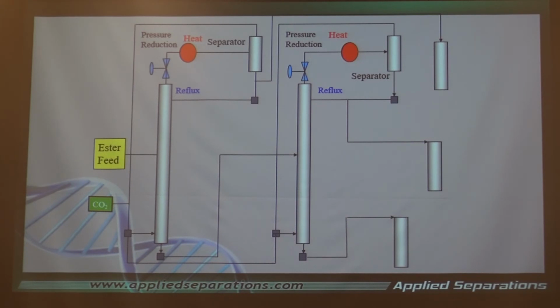Now, we feed in the esters at the midpoint, and we introduce the CO2 here. We begin the extraction, the countercurrent extraction. Remember, this material is going to fall down this way, and we're going to go ahead and extract it off here.